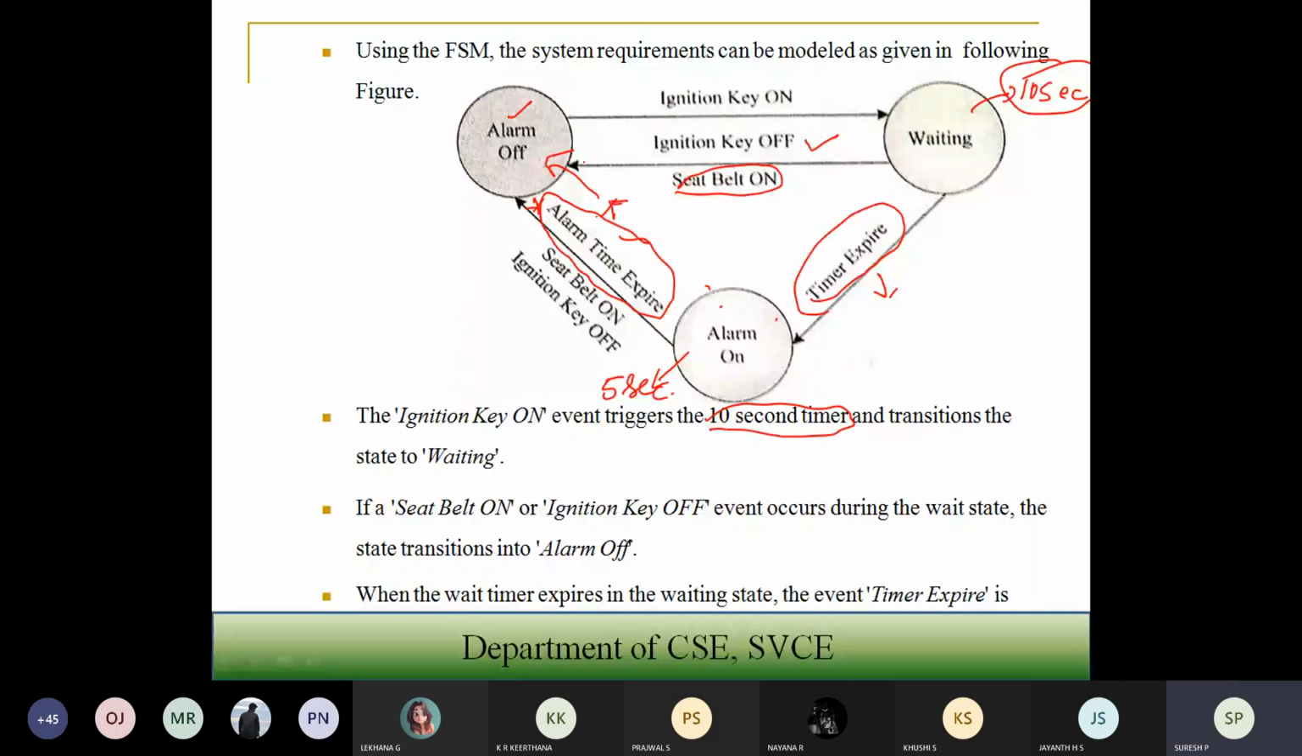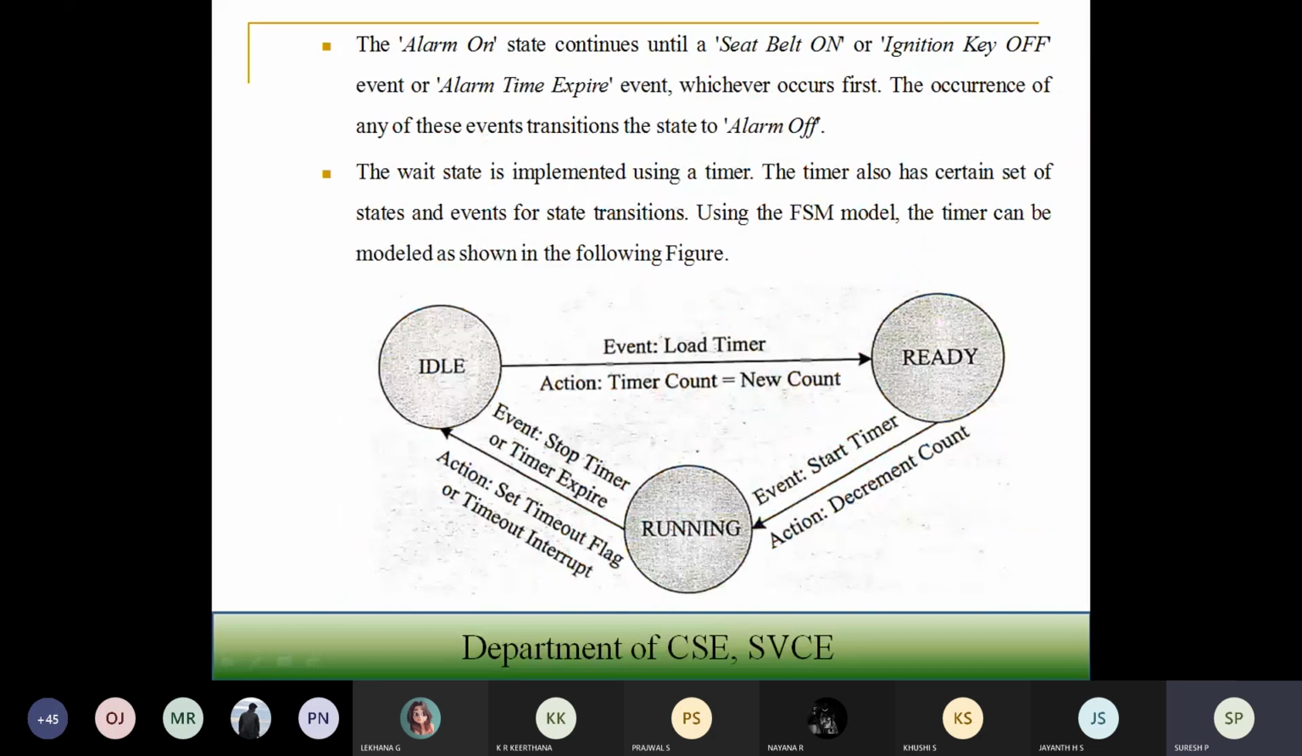So it is going from waiting to off state, or from waiting to alarm on state, or from alarm on to alarm off state, or from alarm off to waiting state. That is what this particular diagram specifies. Anybody having any doubt here now? So this is what the event is going to happen here. Here the alarm on state continues until the seatbelt is on, so the alarm on state is going to be continuous, till your seatbelt is on, or your ignition key is off, or your alarm timer event expires.